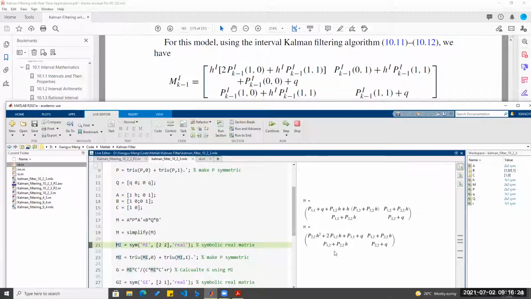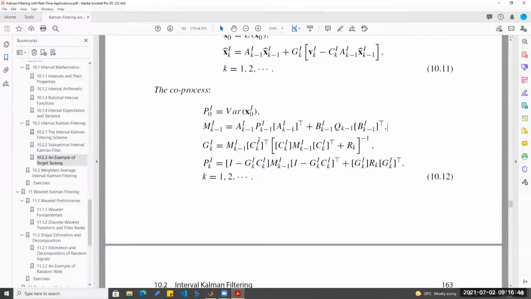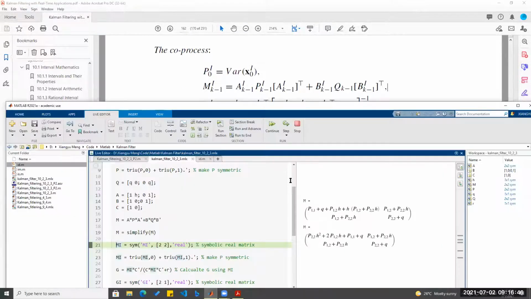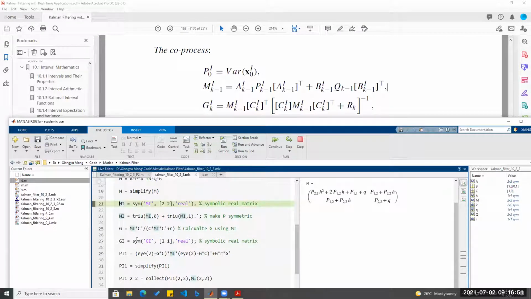So here you can see we have P22H square, then 2 times P12H, then P11 plus Q. Okay, so that's the M matrix. Now we see the G matrix. G will be M times C transpose, divided by C M C transpose plus R.